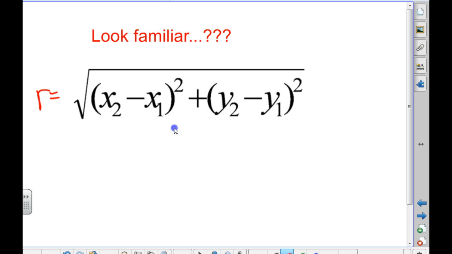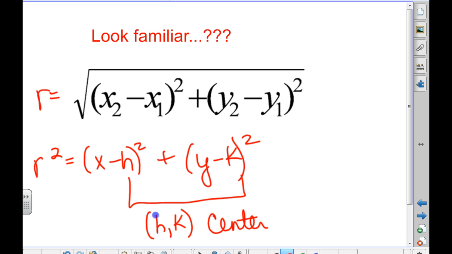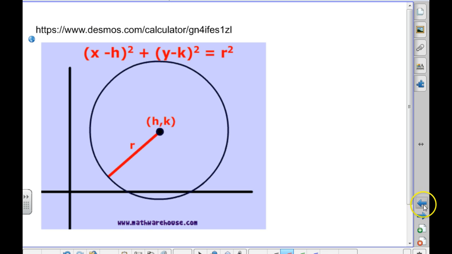So they don't write it like this. They get rid of that big square root. How could we get rid of that square root? Square it. R squared equals. And they change the letters a bit to look like that. And these two, h and k, is called the what? Center. Is the center. And r is the radius. We can write this down. It's on the next slide here.